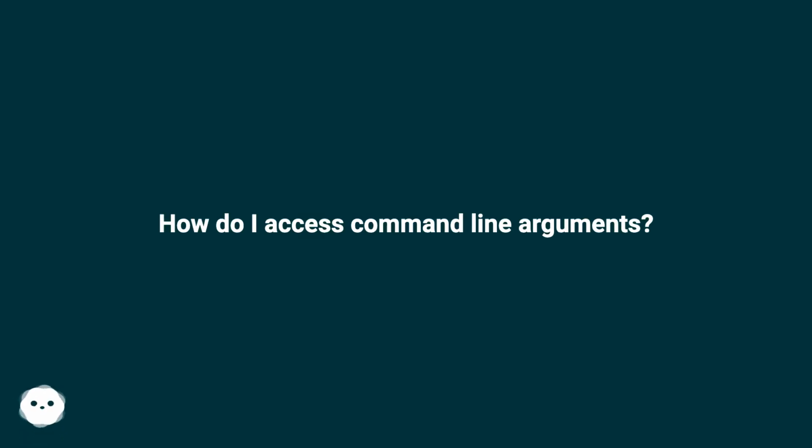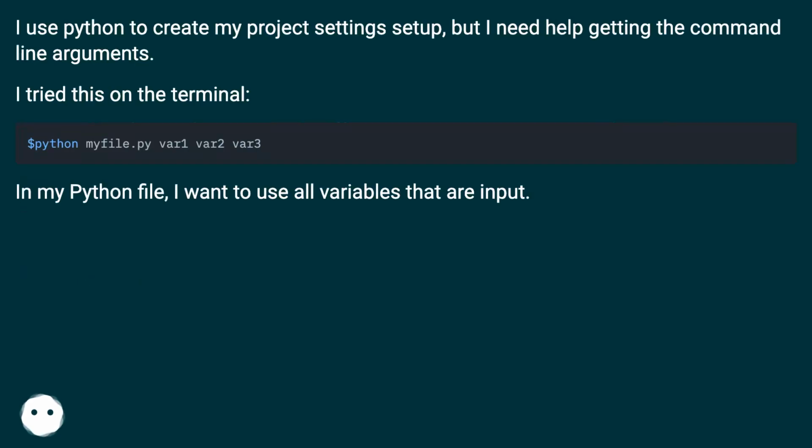How do I access command line arguments? I use Python to create my project settings setup, but I need help getting the command line arguments. I tried this on the terminal. In my Python file, I want to use all variables that are input.